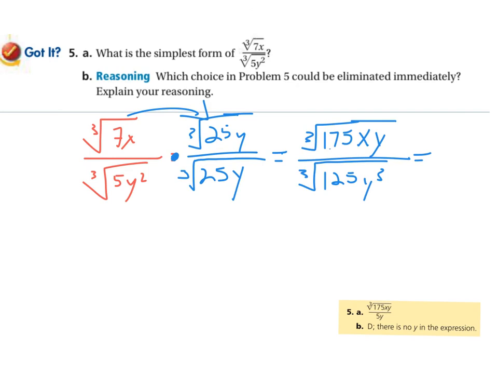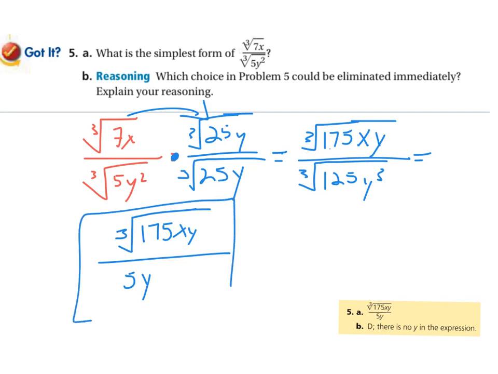So we have on the top, believe it or not, there are no perfect cubes in that. Cube root of 175xy, and in the denominator, cube root of 125 is 5, cube root of y cubed is y, and that's it. So again, that well-chosen 1 is our trick here. That's our thing. We got to have that.